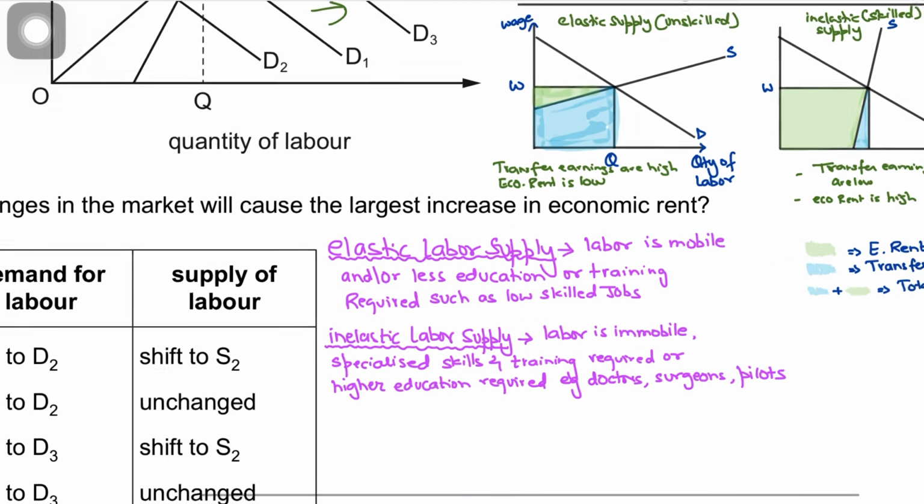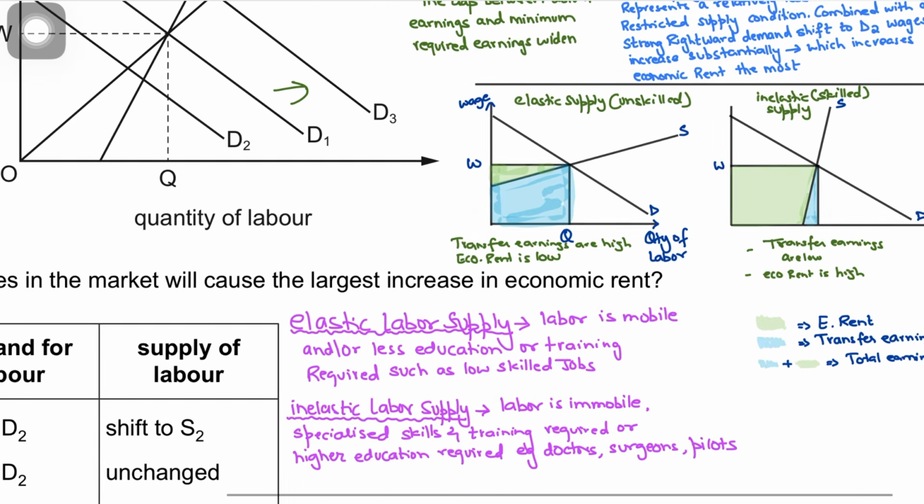So sometimes students ask, why is supply elastic? Supply is elastic because if labor is mobile geographically or occupationally, or there's less education or training required for this particular occupation, so there are low skilled jobs for instance, then yes, in that case supply would be elastic and your economic rent would be low while transfer earnings would be high.